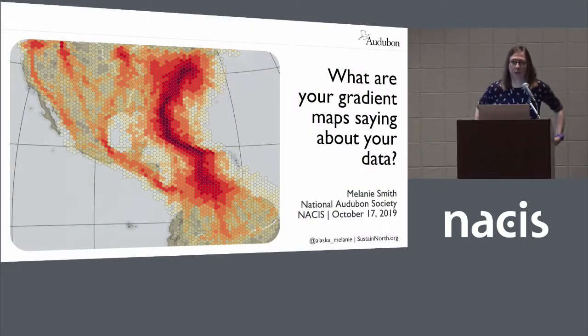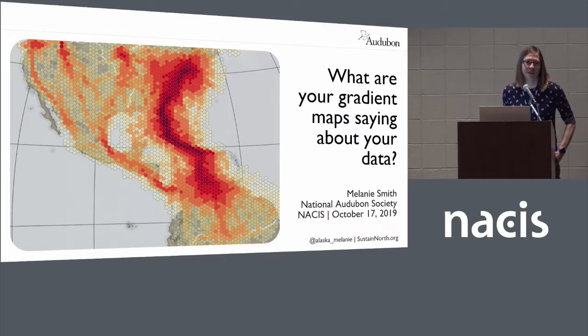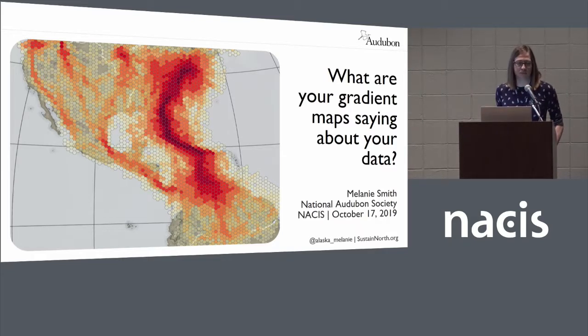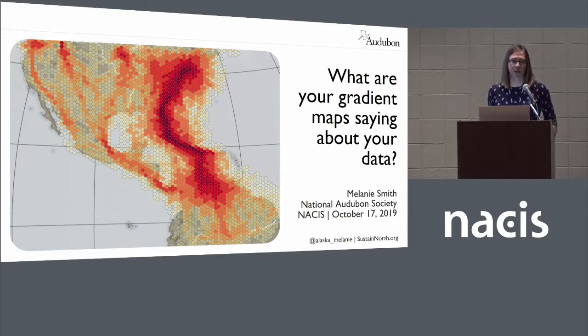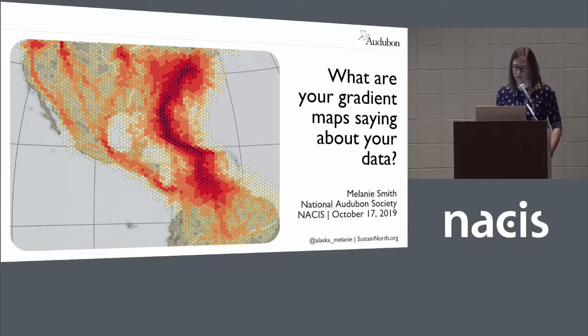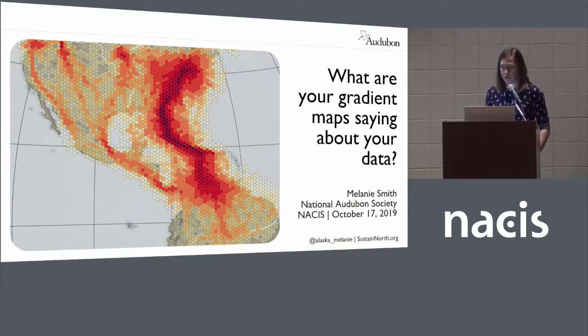So I work with wildlife data. I work for National Audubon Society, and so I've spent a lot of time thinking about this question of what your gradient maps are really saying about your data. I'm frequently using wildlife data to identify priority areas for conservation and to send messages to decision makers, and so it's really an important consideration in my work.